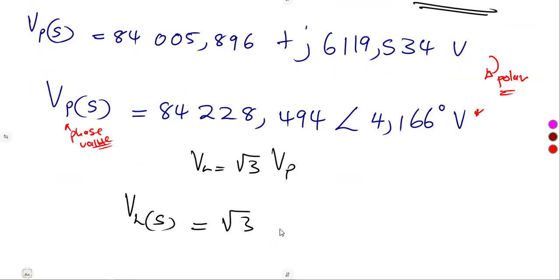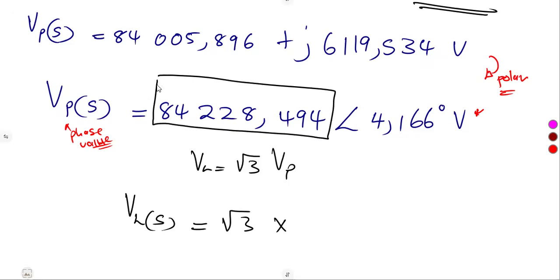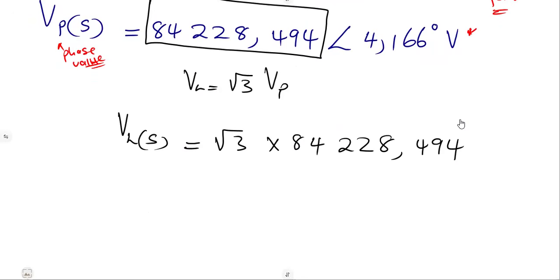So that's square root of 3 times. In this case, we take the magnitude. In polar form, what you take is the magnitude. You work with the magnitude on the multiplication, whatever you're going to have. So that's 84,228,494. So that's it. We have the line voltage on the sending end.